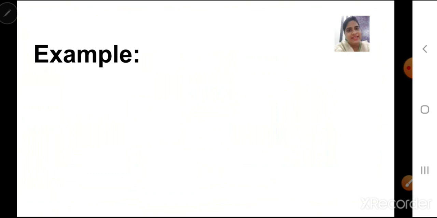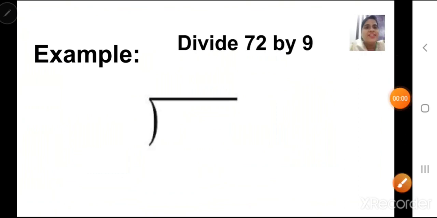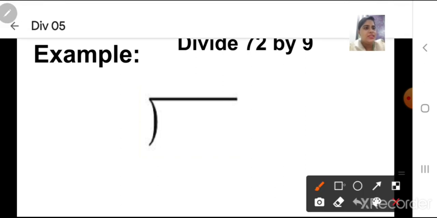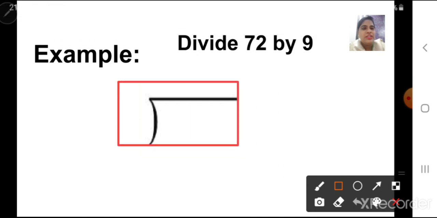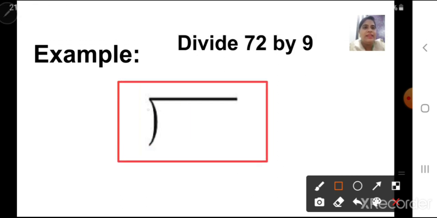Let us see an example. Children, now look at this division example. Divide 72 by 9. Now the first step is to draw a division bracket. This is known as a division bracket. There is a line and there is a small bracket you can see here. This we have to draw first.